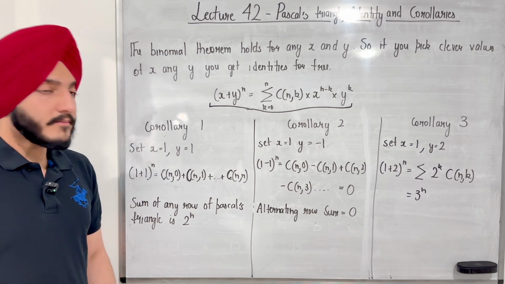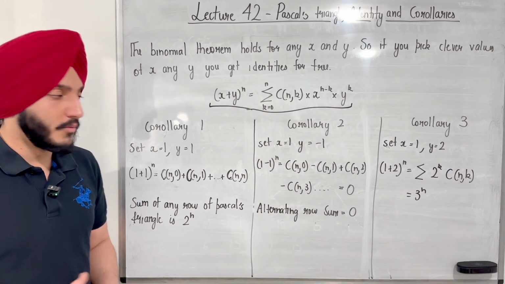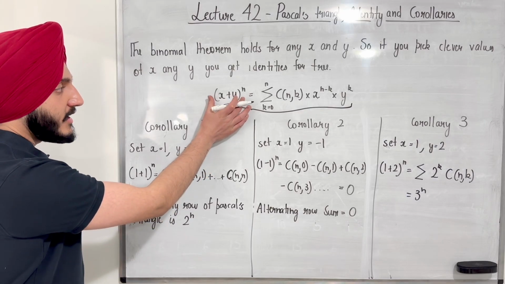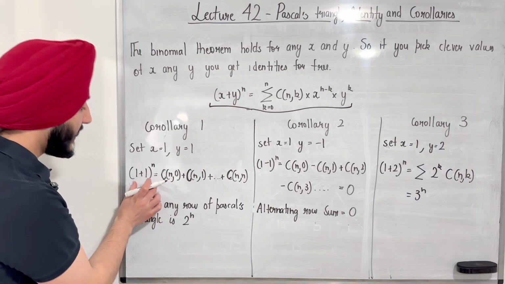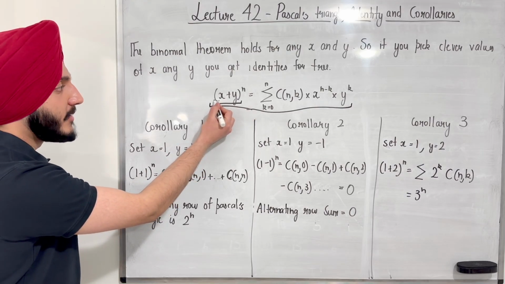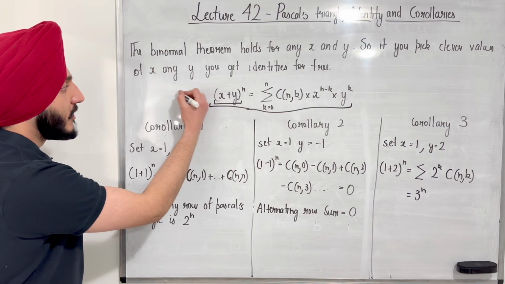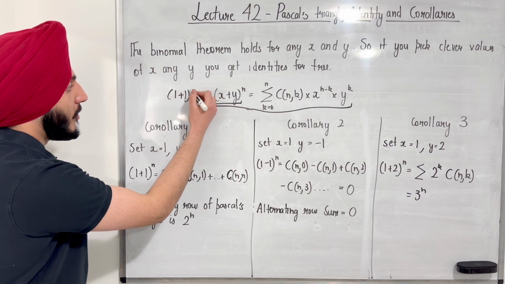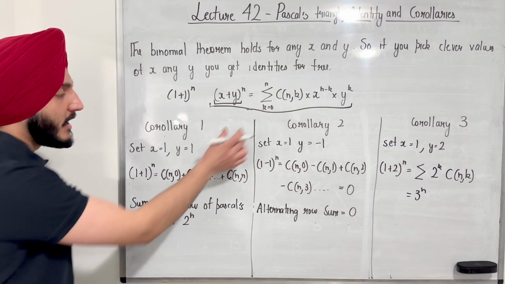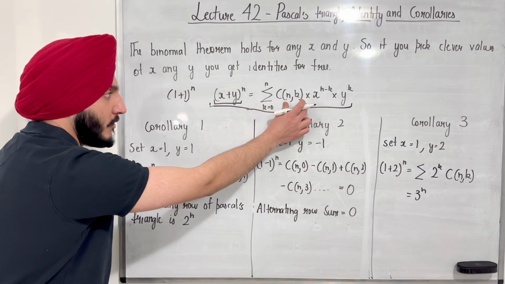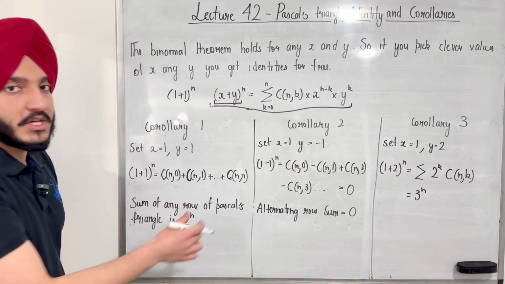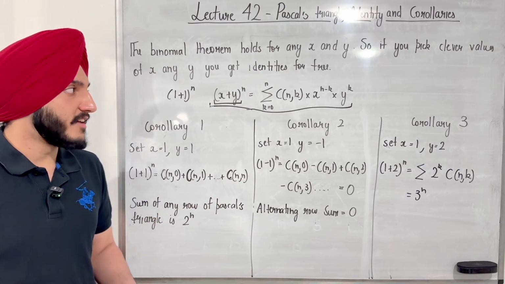Okay. Now let's try to understand corollary 1 first. If you set x and y to 1, think about this, right? If I set x and y to 1, that means I can write it as (1 plus 1) to the power of n. You understand this part, right? I hope this makes sense. And if you write the right hand side now, it's pretty much C(n, 0) plus C(n, 1) all the way up to C(n, n). Let me just try to quickly explain why.